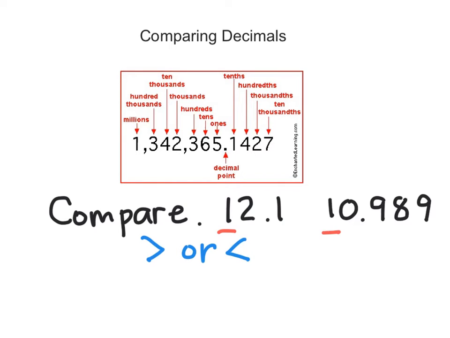So now let's go to the next place value to the right. This is the ones column. All right, the number on the left has a 2 in the ones column. The number on the right has a 0 in the ones column. 2 is greater than 0, so our comparison symbol is going to be greater than. 12.1 or 12 and 1/10 is greater than 10 and 989 thousandths. Now, this number has a lot more digits, and just at a quick glance, it looks like it's bigger, but it actually is not. It's smaller than 12.1.